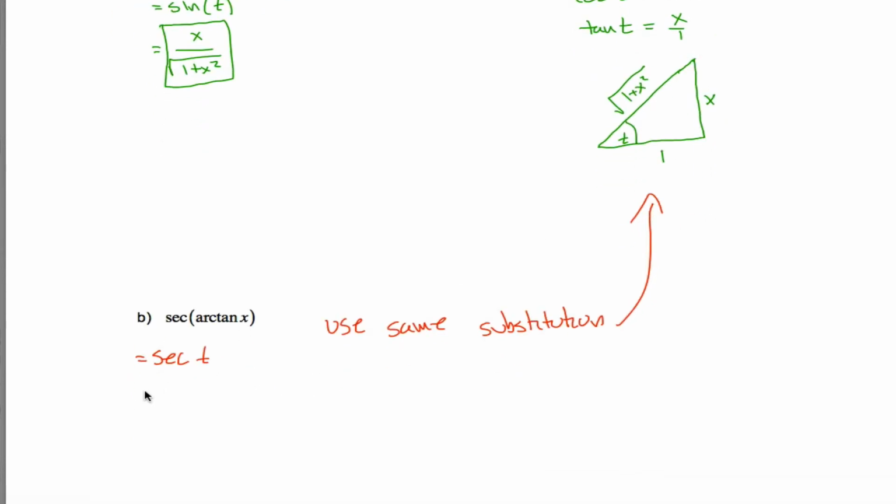If I'm trying to figure out secant of t, I have to recognize that secant is the reciprocal of cosine. And cosine would be adjacent over hypotenuse, so this would be 1 over the square root of 1 plus x squared. This is the cosine, the secant is the reciprocal of that, so it's equal to the square root of 1 plus x squared. So that right there would be your answer.